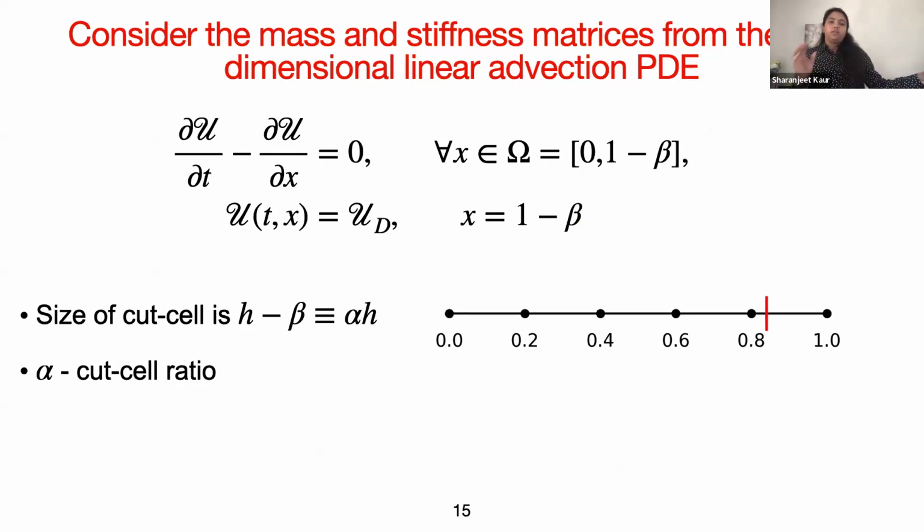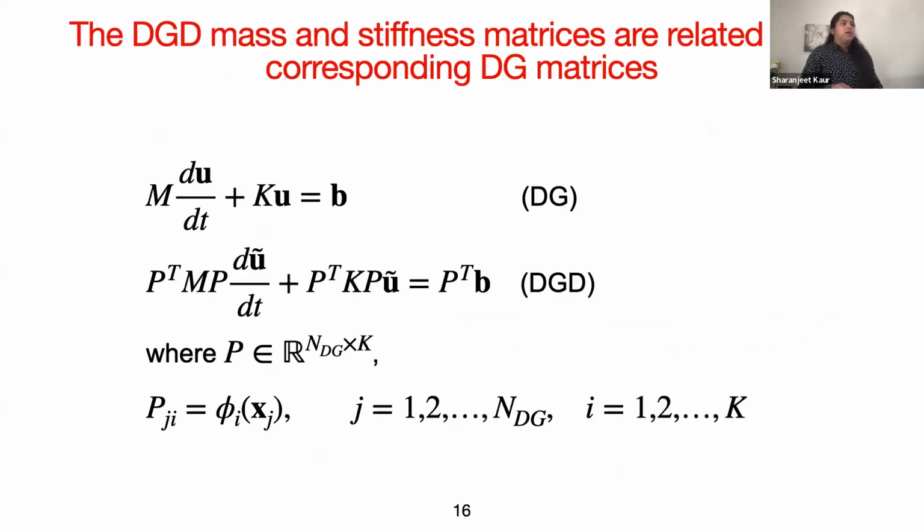So we want to see how the condition number of the mass and stiffness matrix changes as we encounter small cut cells. Here I'm considering linear advection PDE, where I have a domain from 0 to 1, and I have a cut cell at the right boundary. Now, in order to get cut cells of different sizes, we define a cut cell ratio alpha, from 0 to 1, where alpha 1 means there is no cut cell, and as alpha decreases, the cut cell size decreases.